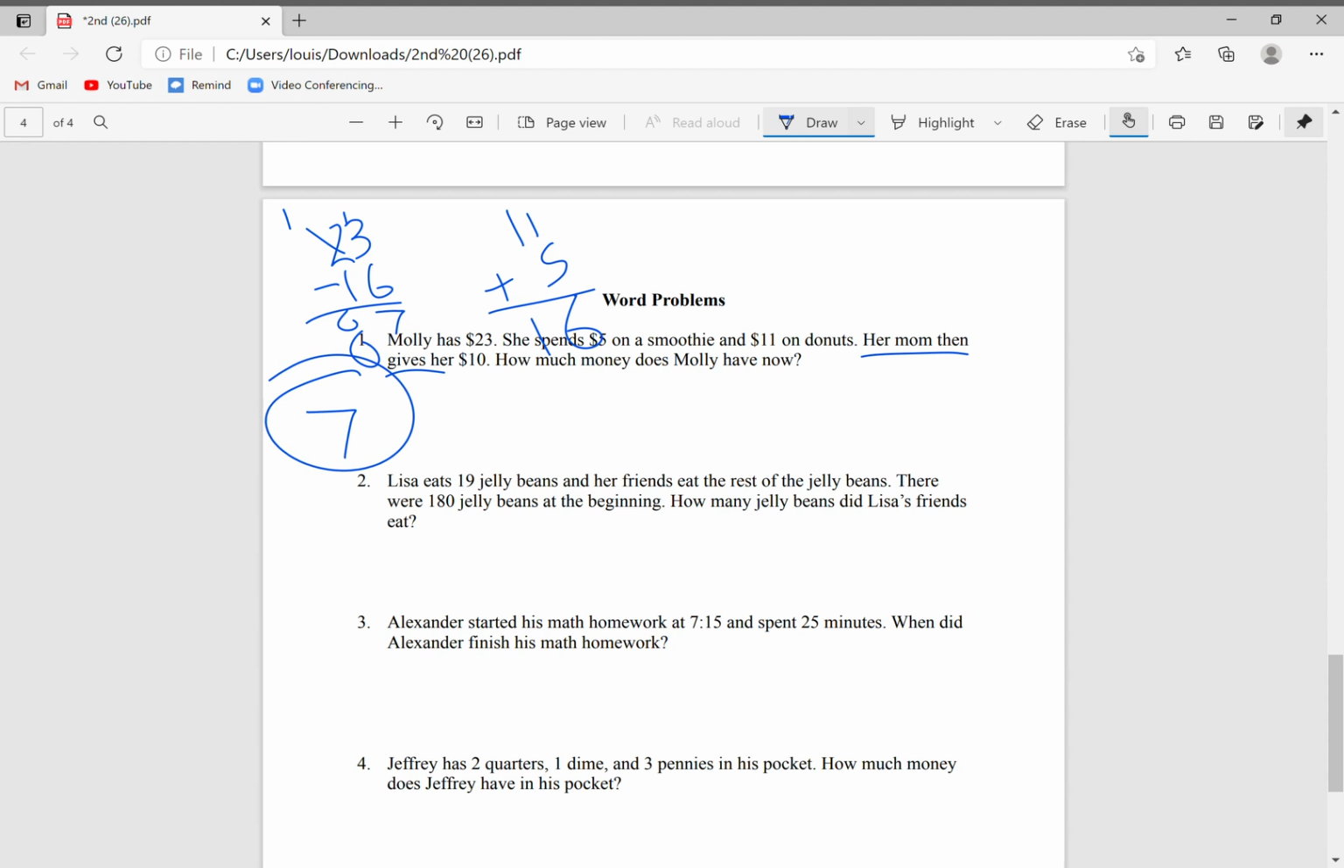So this isn't subtraction anymore. This is addition. So 7 plus 10. From here, we can obviously find out that 7 plus 10 equals $17. And so how much money does Molly have now? Well, Molly now has $17. So again, very simple addition, very simple subtraction. And if you take it one step at a time and write everything out, it becomes super simple and easy to solve.